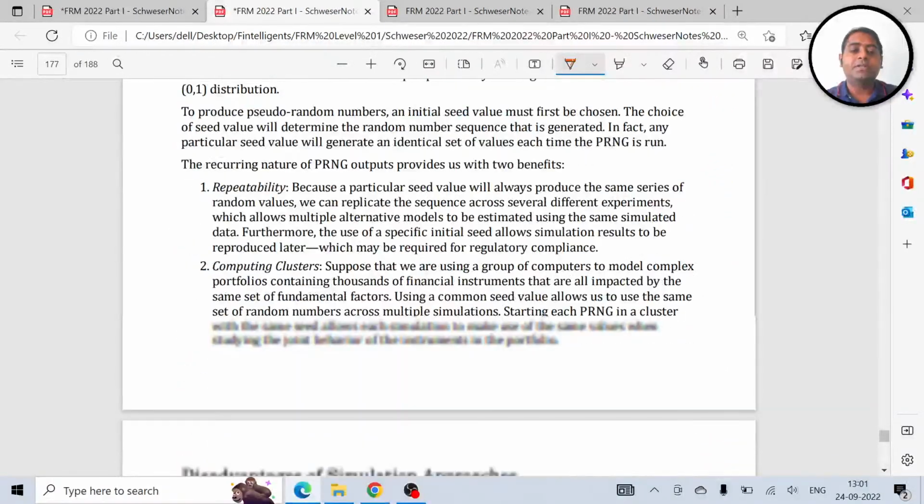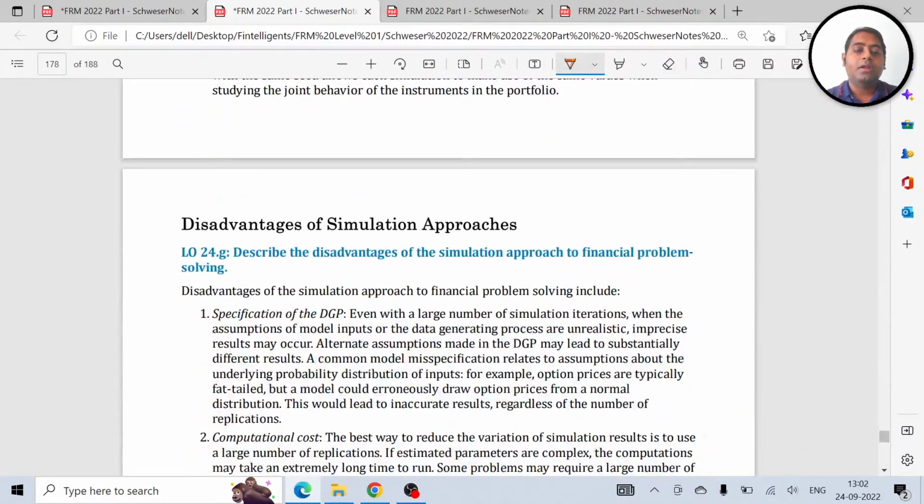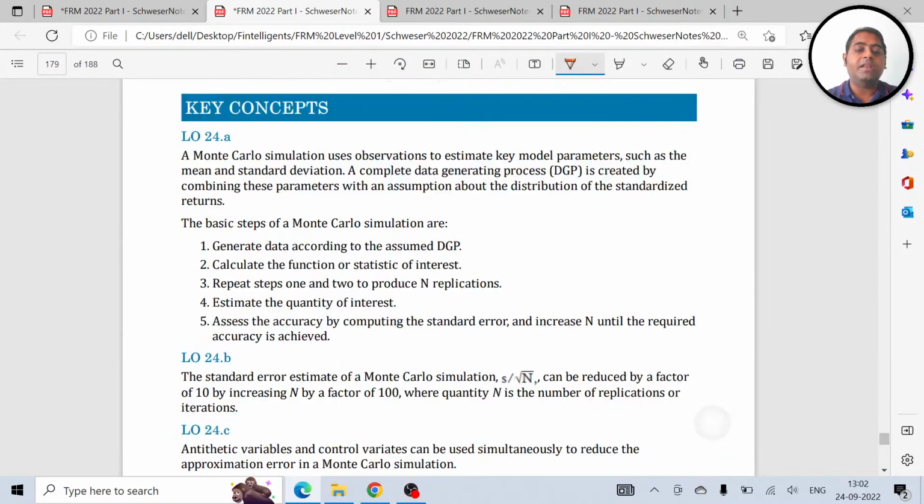Next, random number generator, not so important. Disadvantage also not so important. So we are done with book two.